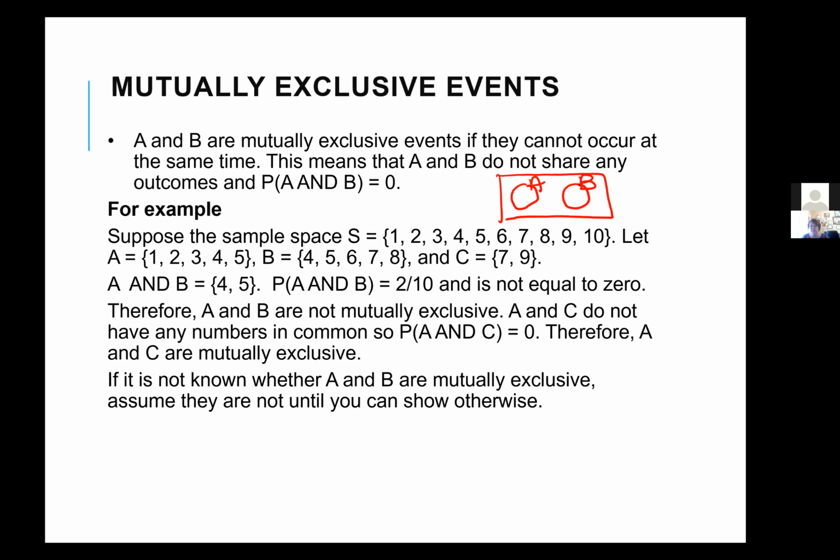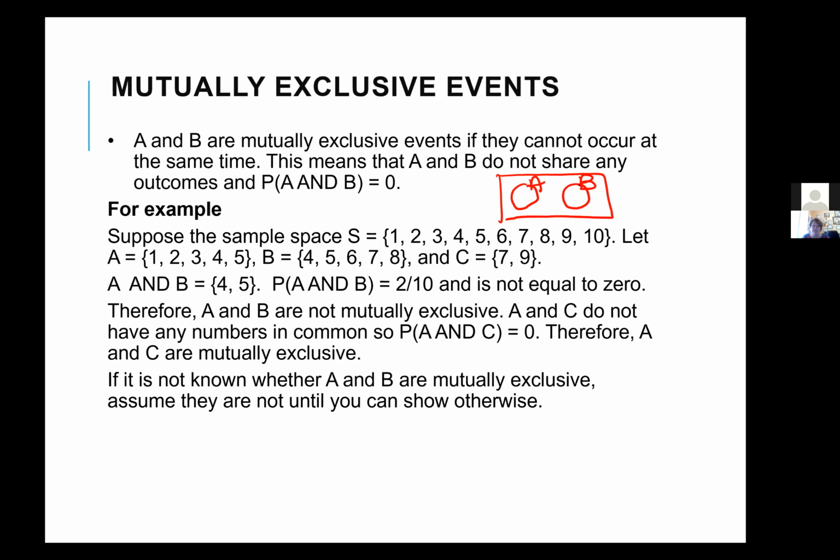So for example, if I have a sample space that consists of the numbers 1 through 10, and event A is getting a 1, 2, 3, 4, or a 5, and event B is getting a 4, 5, 6, 7, and 8, and event C is getting a 7 or a 9, then the elements that A and B share in common would be 4 and 5. So events A and B are not mutually exclusive. They have elements in common.